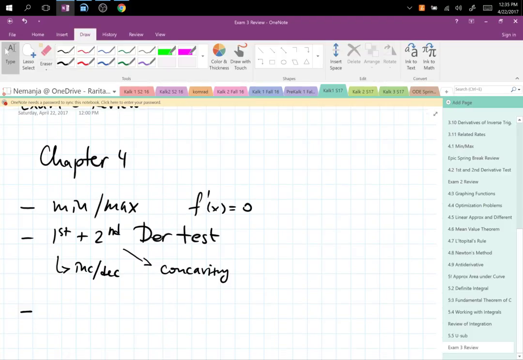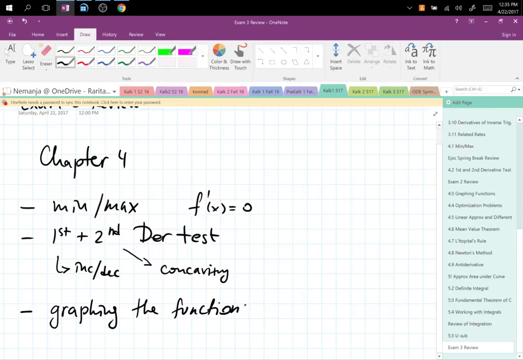Then we have graphing the function. Graphing the function without a calculator, which has that long shopping list, if you remember the 13 things you need to do. Well, those problems are extremely long, and there are a lot of chances for mistakes, so I break that problem into a few problems. I will explain that later.